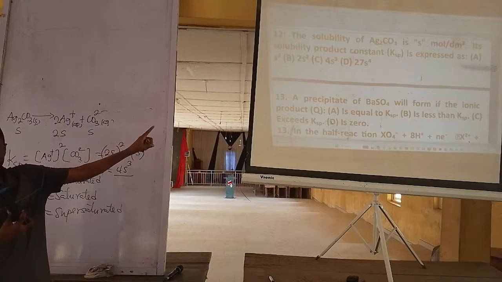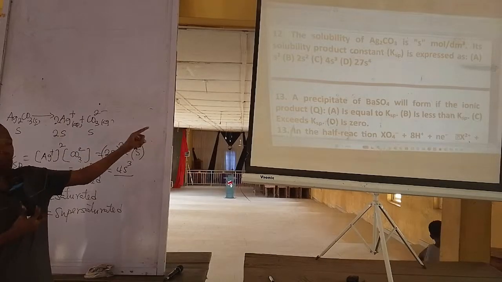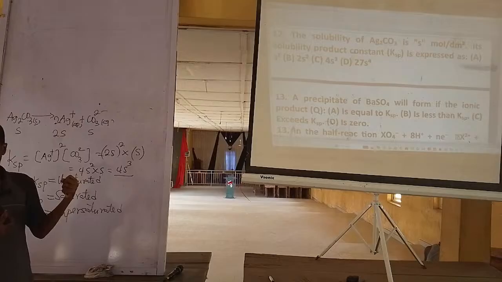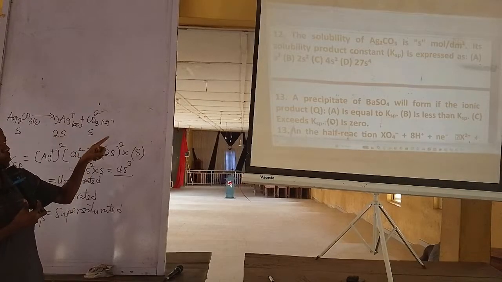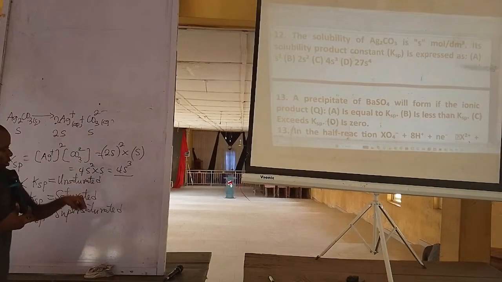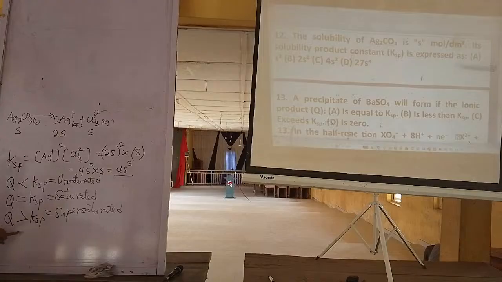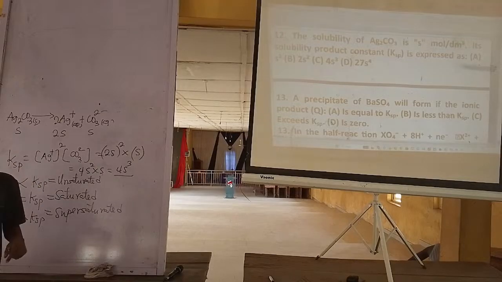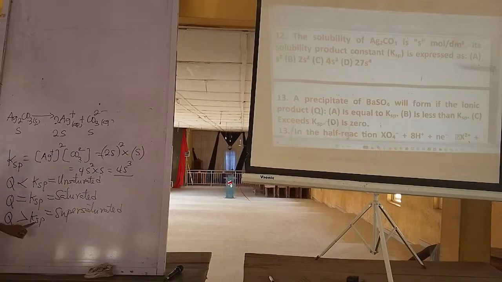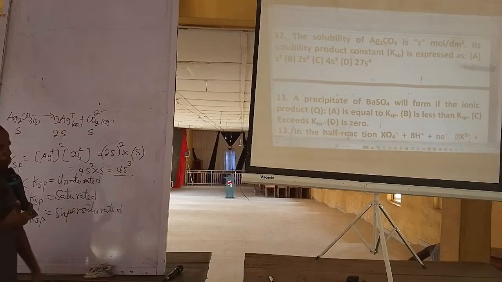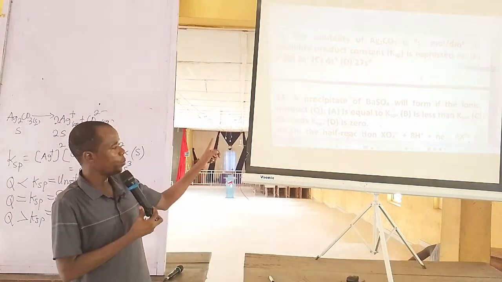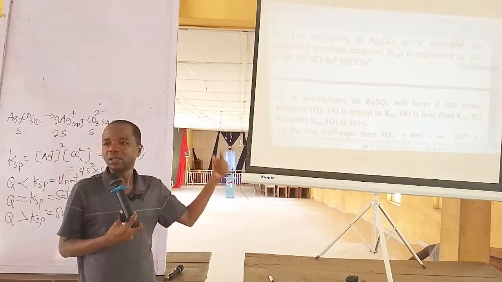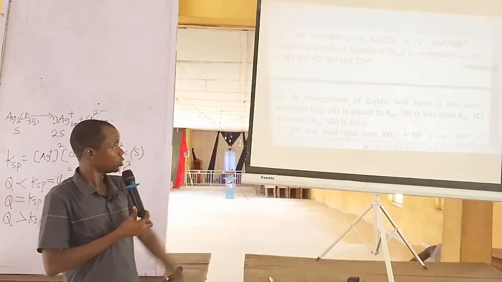A precipitate of BaSO4 will form, which means that precipitation will occur if the ionic product Q is dash. And from what I've written down on the board, you can see the only time that precipitation of a particular salt will occur is when the ionic product Q is greater than the solubility product constant, which is KSP. And if you look at the options, that is option C. I hope you know the word exceed means greater than. So that's option C.